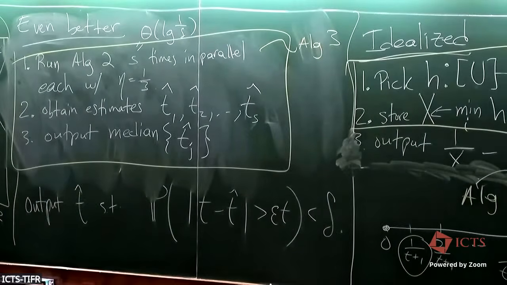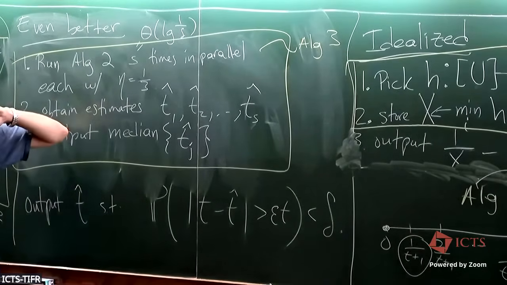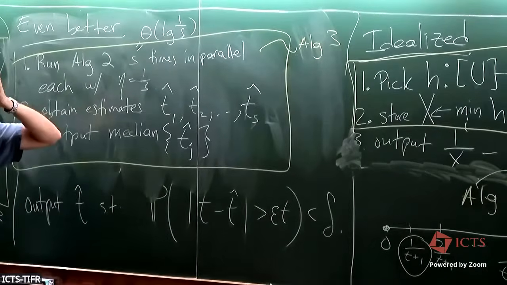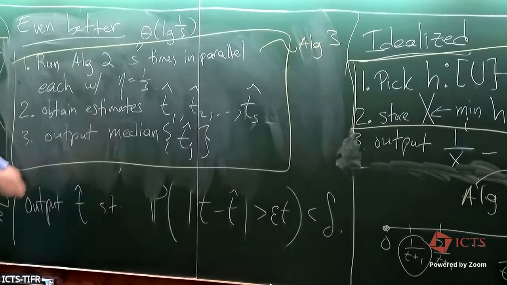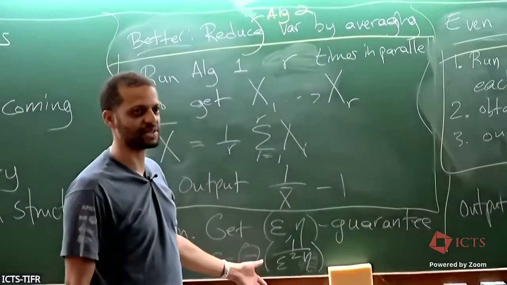For the median to fail, more than half of the copies have to fail, but only a third fail in expectation. So for more than half to fail, the sum of these indicators has to deviate from the expectation by at least S over 6, to go from S over 3 to S over 2. What's the probability that that happens? By a Chernoff bound, it's exponentially small in S. Because I set S to be log 1 over delta, exponentially small in S is delta. So that's it. At the end of the day, what's my memory? My memory is basically log 1 over delta divided by epsilon squared.